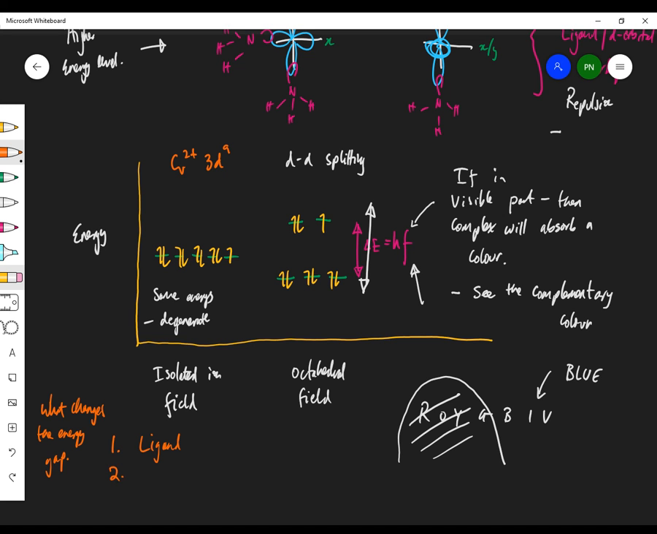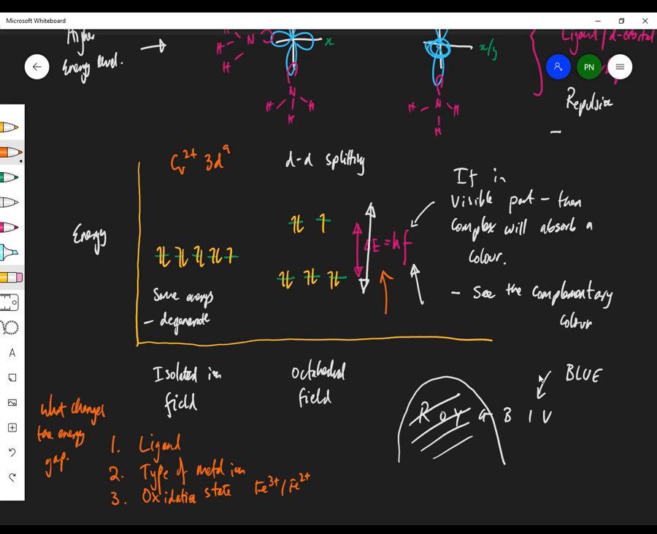And the second one is the type of metal ion. That will change the energy gap. And the other thing is, even if the type of the metal ion is the same, the oxidation state of the metal ion. So, for example, Fe3+ and Fe2+ will give different colors because they'll change this energy gap.